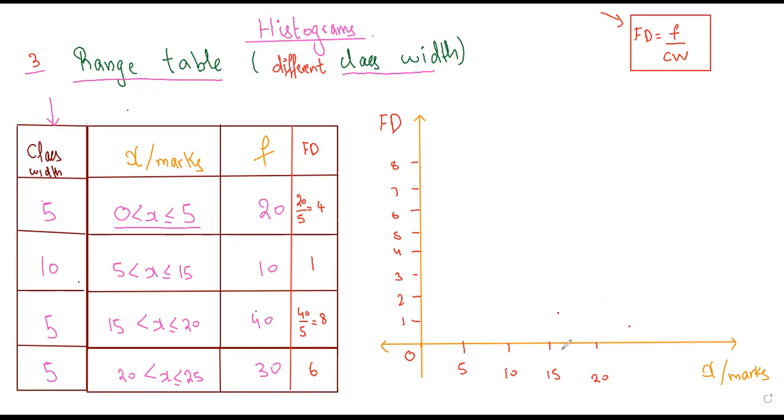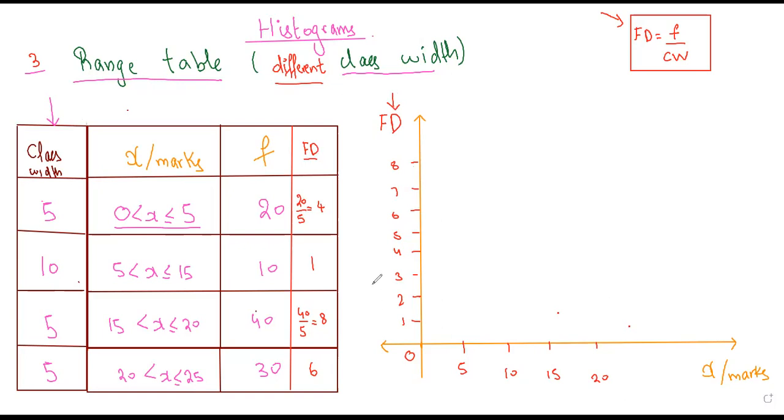For this case, when your class width is different, you have a big difference. Okay, you make frequency density, you plot frequency density on the y-axis, and you make an additional column for frequency density that is basically coming from frequency divided by the class width. Okay, now I need to make it.